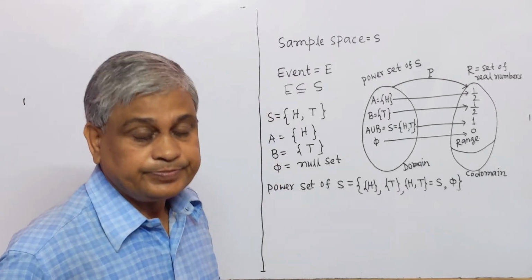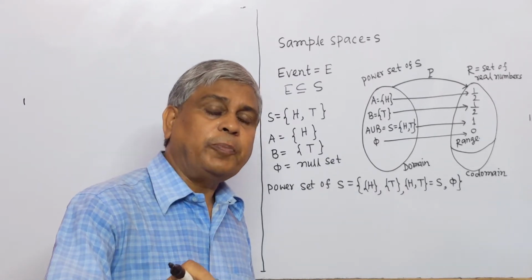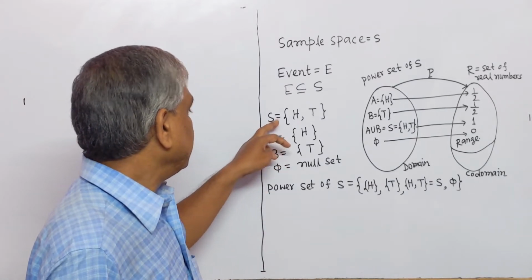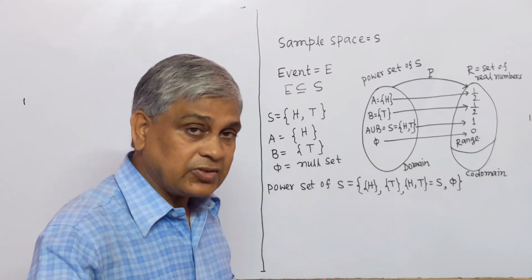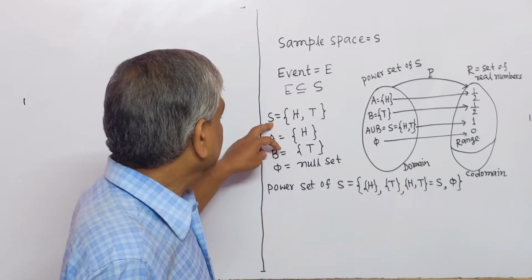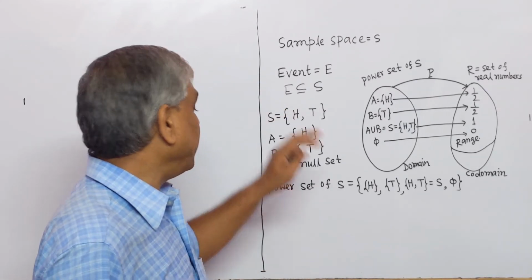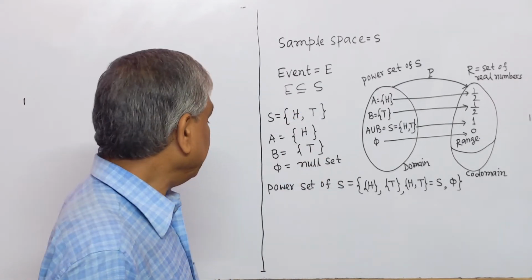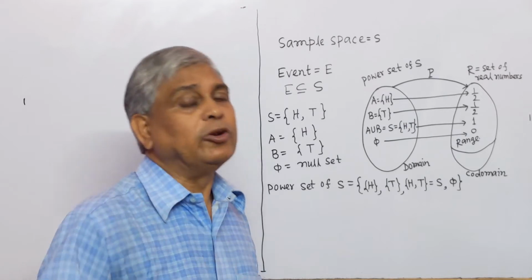Since phi is a null set, which is subset of any set, therefore phi is a subset of S. S is a sample space. Phi is a subset of a sample space, then phi is also an event. S is the subset of itself, therefore S is also an event. This event is called sure event, and phi, the null set, is called impossible event.